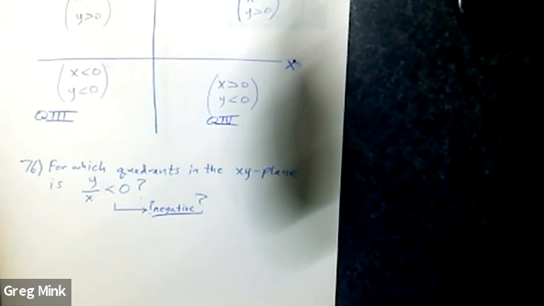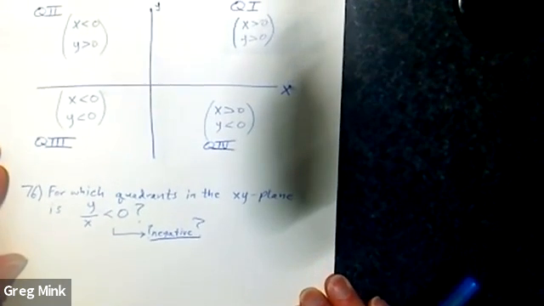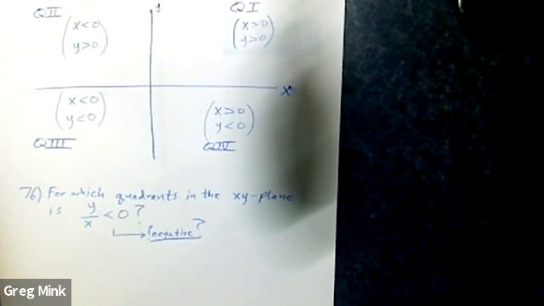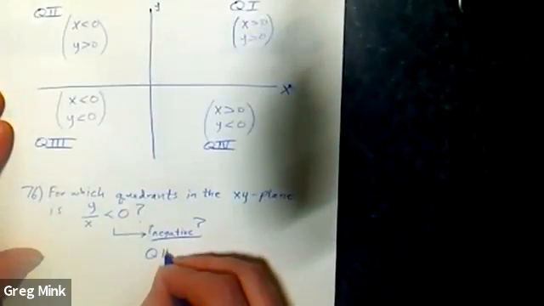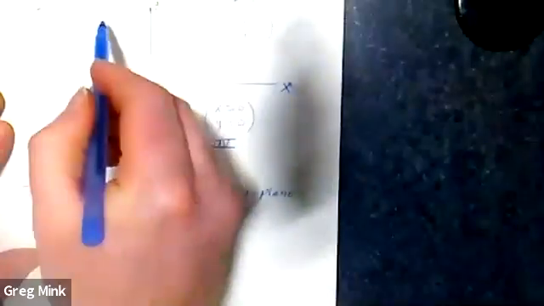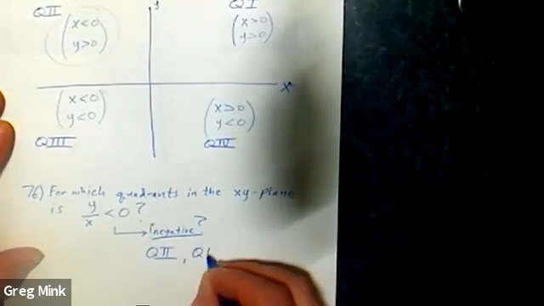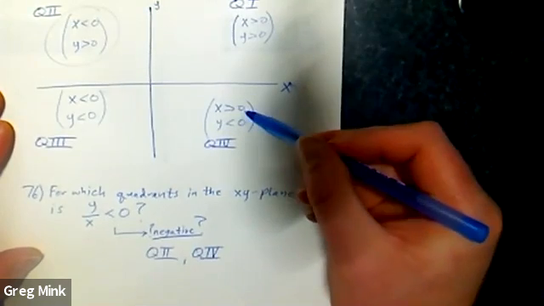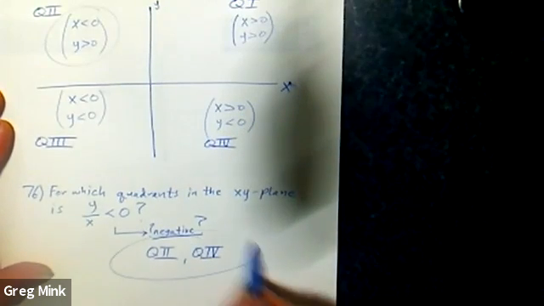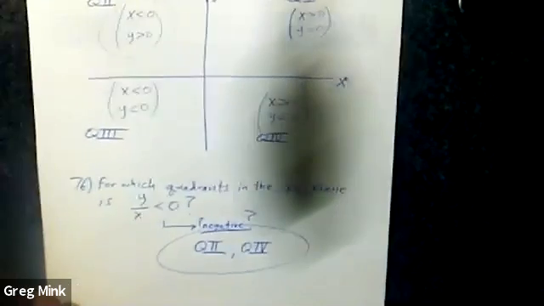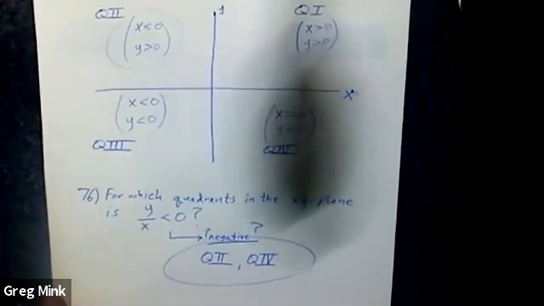That wouldn't work. So in which quadrants, this is what we want to ask ourselves, is one of these values negative and one of these positive? Well, you should see that that's true here in quadrant 2, where x is less than 0 and y is greater than 0. And in quadrant 4, x is greater than 0 and y is less than 0. So quadrant 2 and quadrant 4. That does it for section 1.